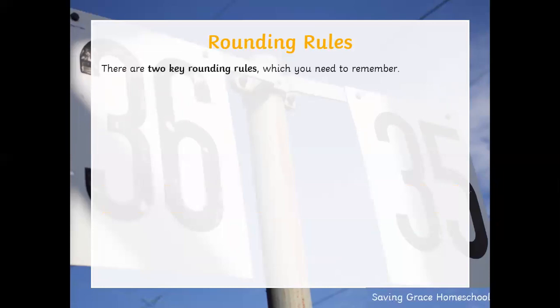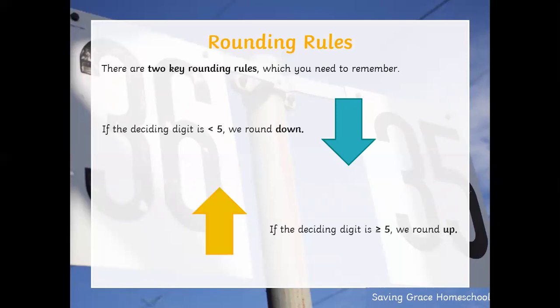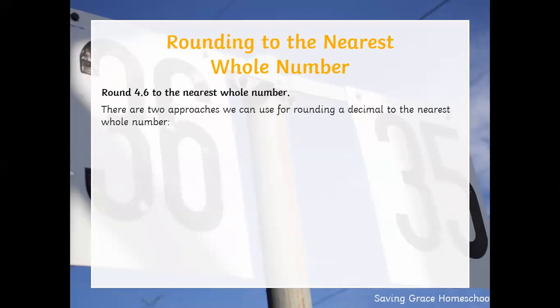Okay, there are two key rounding rules which you need to remember. If the deciding digit is smaller than 5, we will round it down. And if the deciding digit is 5 or larger, we will round it up. Okay. So round 4.6 to the nearest whole number.